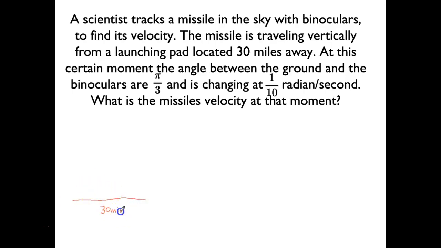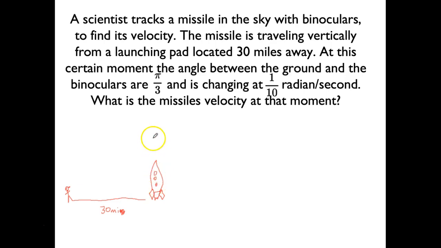Okay, we got a rocket over here. Okay, here's my rocket. For some reason, rockets always have 3 windows. Okay, and then here is my, I believe it said binoculars. So here's my guy that's tracking it with binoculars. Okay, so we got 30 miles away. At this certain moment, the angle between the ground and the binoculars is pi/3.